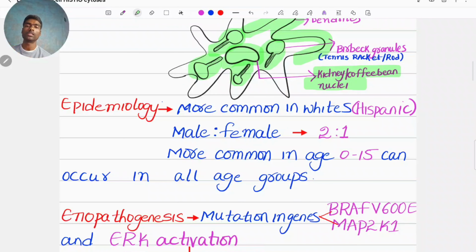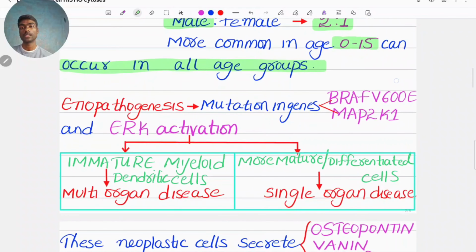Coming to epidemiology, it is more common in whites, males and in the age group 0 to 15. The male to female ratio is 2:1. It can occur in all age groups but is most common in 0 to 15 years.